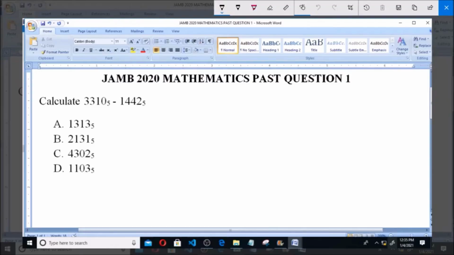Day and welcome. I will be answering JAMB 2020 Mathematics Past Question 1. Calculate 3310 in base 5 minus 1442 in base 5.